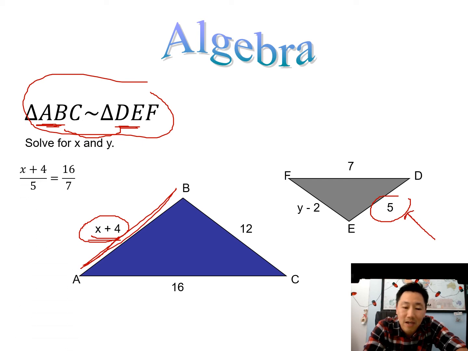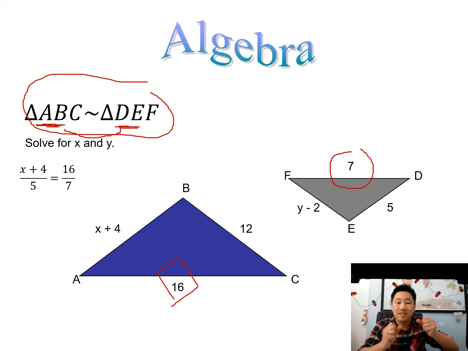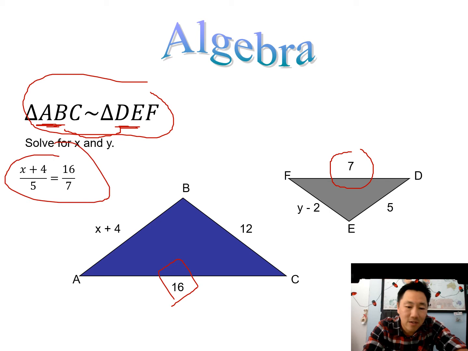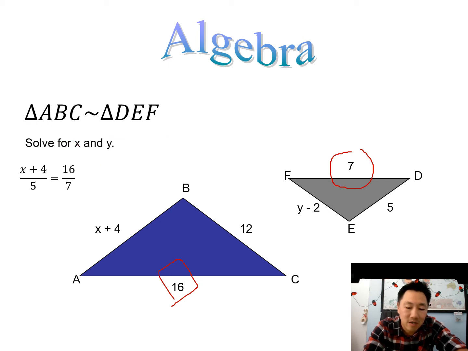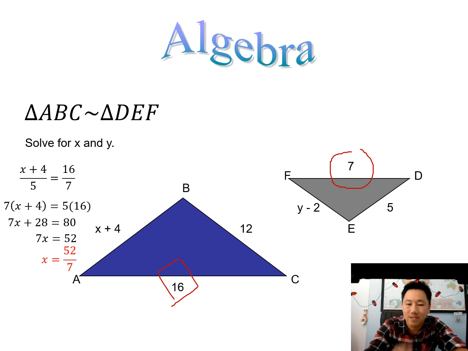Oh, and then the other match is the 16 matches up with the 7. All right. And again, you have to be consistent. If you're going to go from big to small, then consistently go big to small. All right, so there's our setup. Let's go ahead and use some cross multiplication and then use basic algebra to solve. It turns out that x equals 52 over 7.